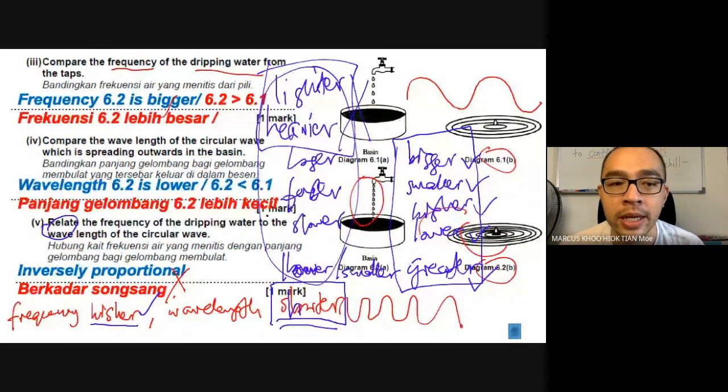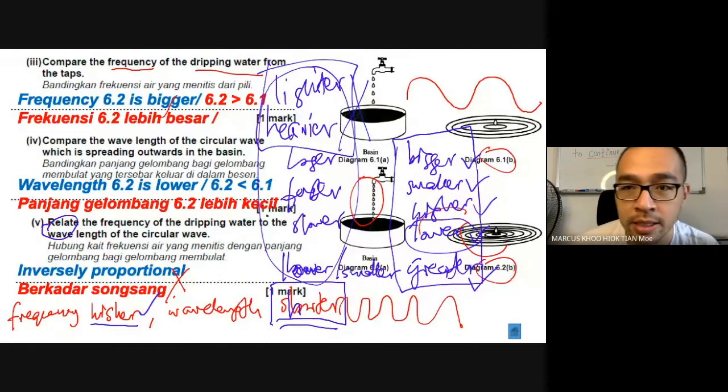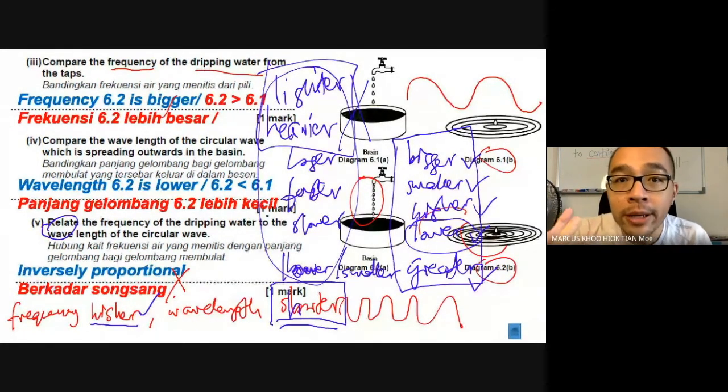So I would adjust your answer to be the higher the frequency, excellently done. The smaller the wavelength, or the lower the wavelength. It's okay, because the word lower doesn't mean that it is shorter. It just means that it is lower in number. All these, bigger, smaller, higher, lower, greater, are comparing the number. You can calculate the wavelength.